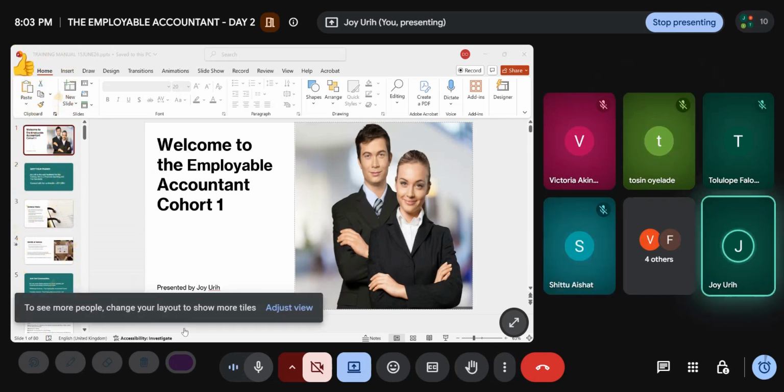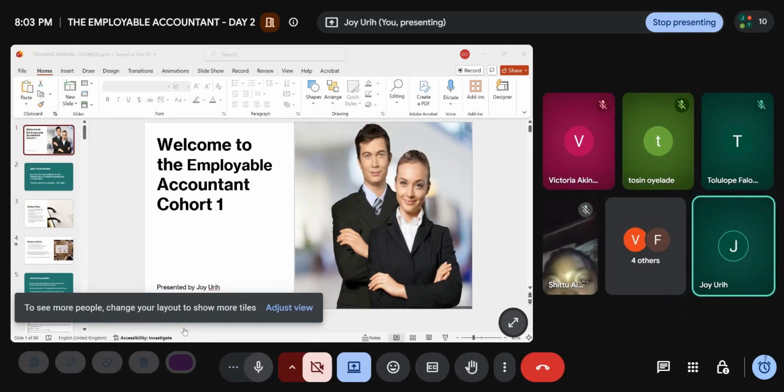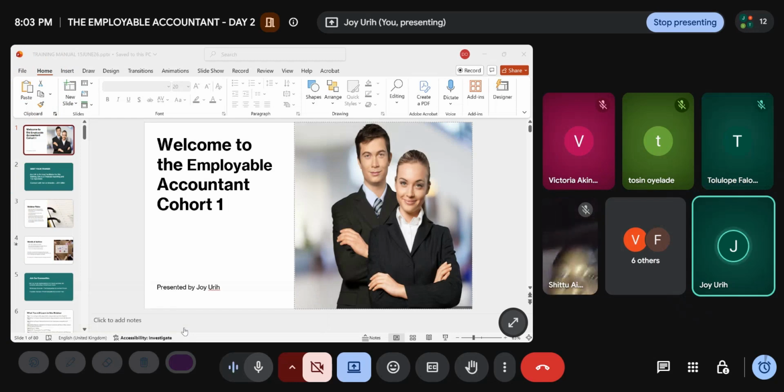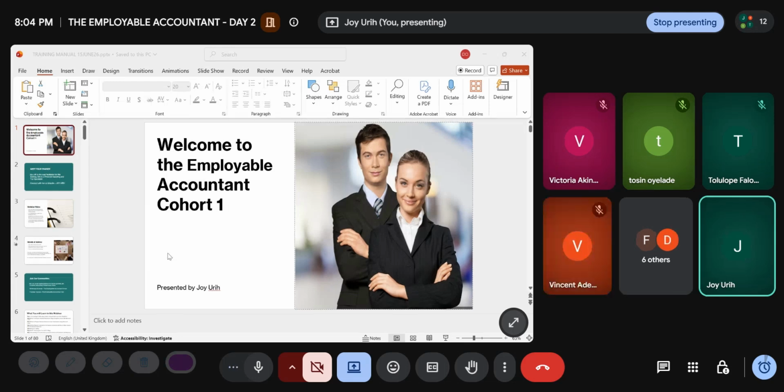Welcome to day two of the practical accounting training with the Employable Accountants Forum. Yesterday we started with the basics of accounting. We just touched some aspects, the basics. Today we are going to be doing more of practical. So I hope we are ready, with our writing materials. We are going to be working on Excel today.